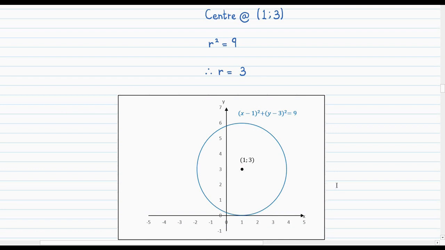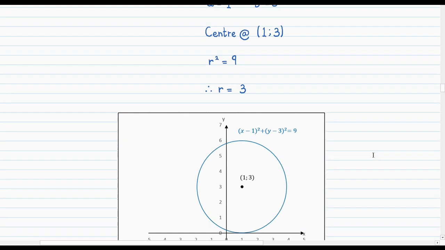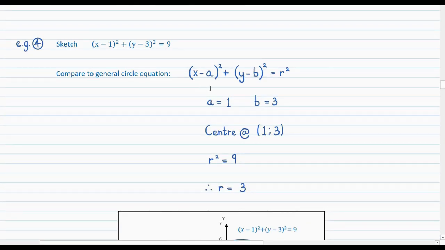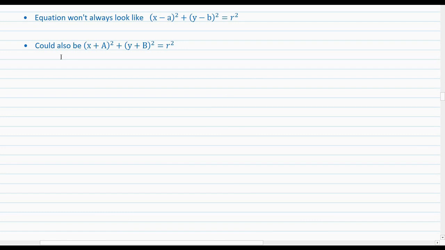And it's important to note that the equation won't always be neat and look exactly like the form of the general equation. It could also have something such as an x plus some number or a y plus some number. So something like this. Let's see how or why this would occur with another example. Say you have a circle centered on -1 and -3 with a radius of 3. What would its equation be?